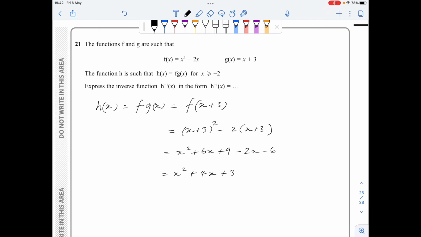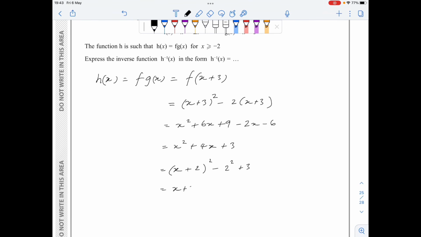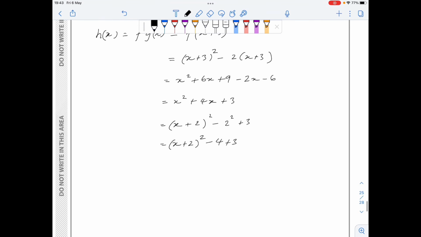Now, since I'm going to find the inverse, whenever I have a quadratic, I must always complete the square. So this is going to give me x plus half of 4, which is 2, squared, minus 2 squared plus 3. So x plus 2 squared minus 4 plus 3, which simplifies to x plus 2 squared minus 1.